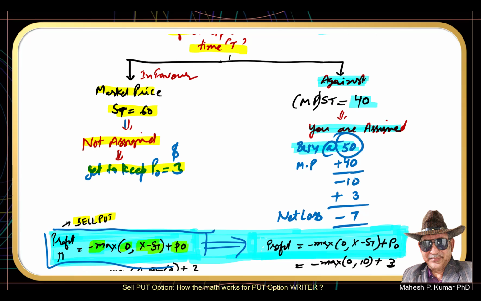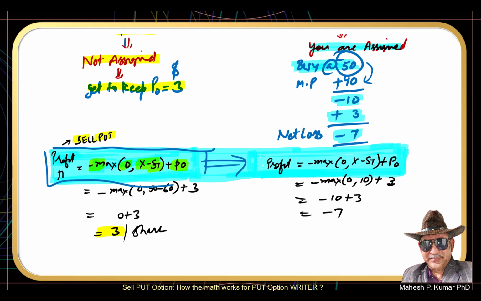You have to buy it. You will be assigned, but the market price is 40. So if you sell those at 40, you will realize 40. Your inflow would be 40. So eventually you have lost $10 per share. This is your negative payoff. But since you have received $3 worth of option premium initially when you entered into the contract, your net loss would be $7 per share.